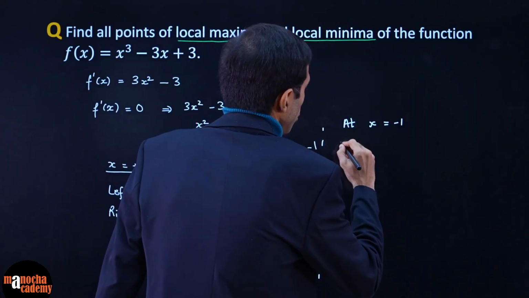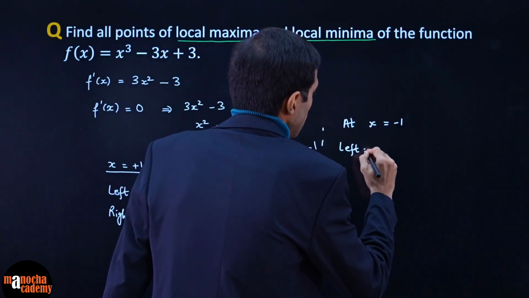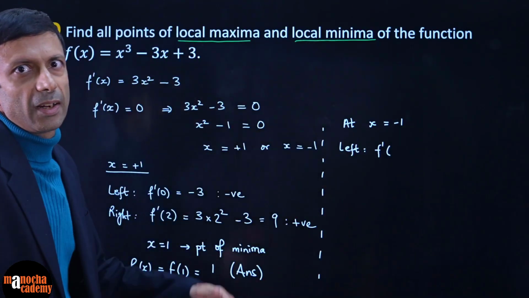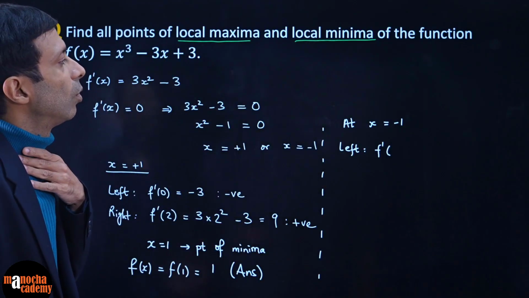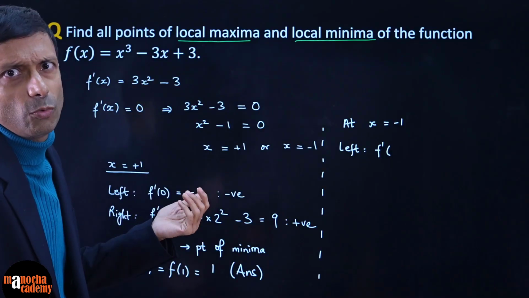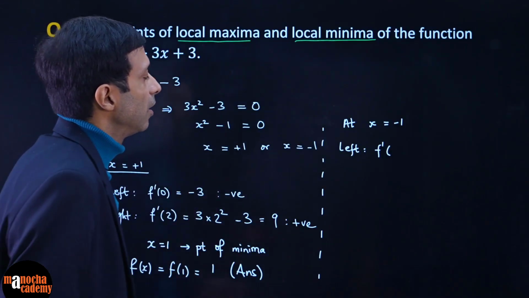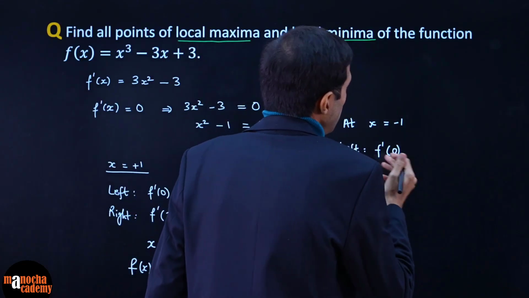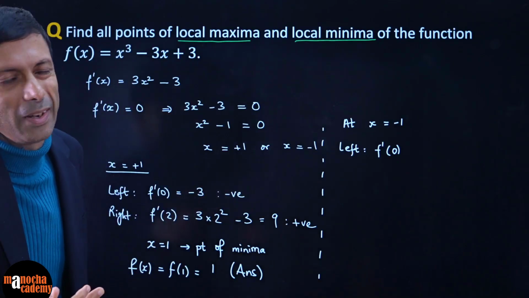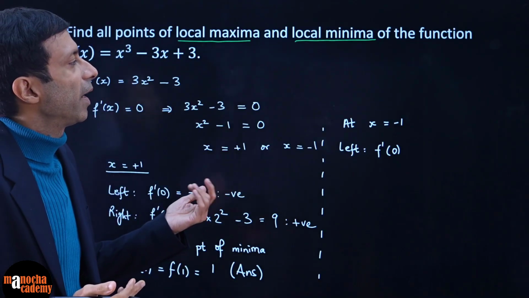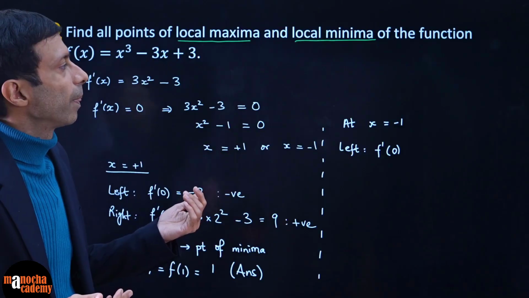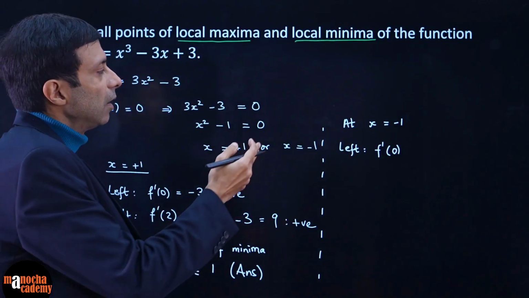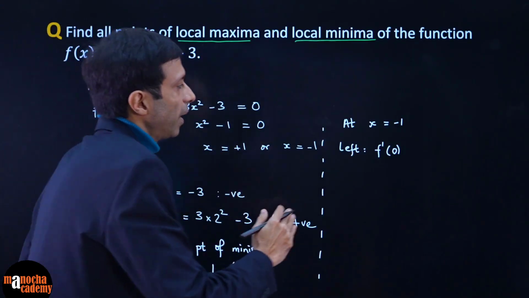So to the left means we can take f dash of minus 1. So take something to the left of it, or maybe you can take a smaller value, minus half. Or let's say if I take 0, f dash of 0. Ideally we should take values in the neighborhood, minus half and minus 3 by 2. I'm being a little lazy here. Yeah, to the left of minus 1 means I should take minus 2.